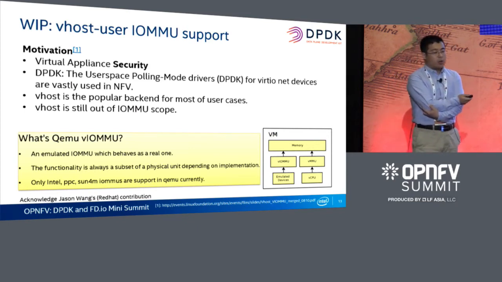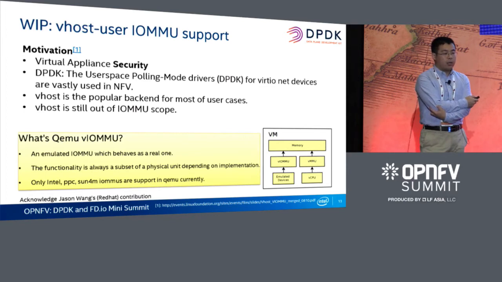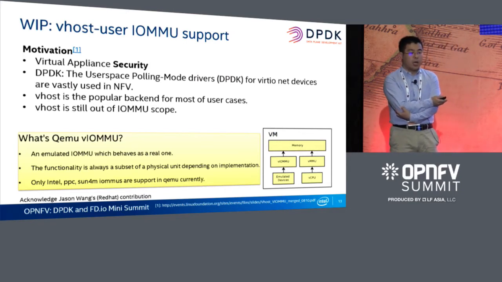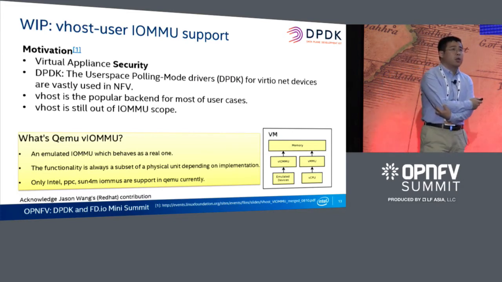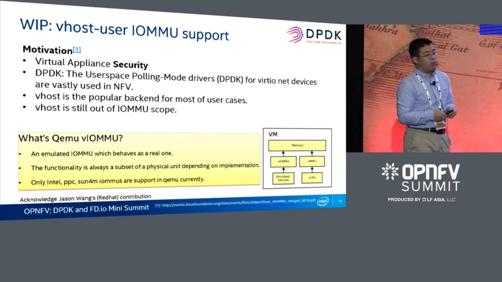But the vhost side is not ready yet. The idea is to have not only vhost-net in the kernel side support vhost IOMMU, but also the DPDK side. So in 17.08, we will have a feature that allows the vhost-user library to request the IO virtual address to host virtual address translation provided by QEMU, which is an IOTLB lookup.